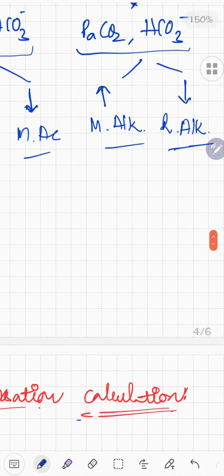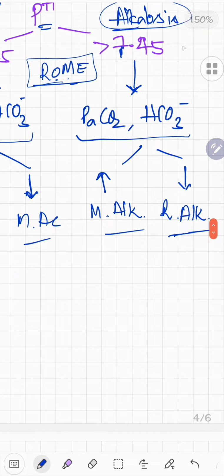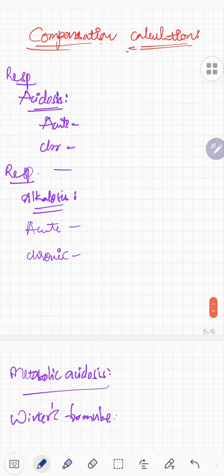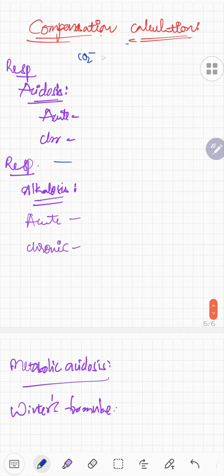In the same way, for example, if you see that the pH is more than 7.45, and bicarb and PaCO2 levels are reduced, that is opposite. So it is also respiratory, and the pH is more, so it is alkalosis: respiratory alkalosis. Compensation. Whenever there is derangement of carbon dioxide, bicarbonate will come and try to compensate it. In a respiratory process, which one is primarily deranged? It is carbon dioxide. So the thing we have to calculate for compensation in a respiratory process is bicarbonate.